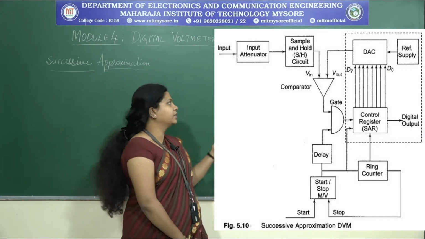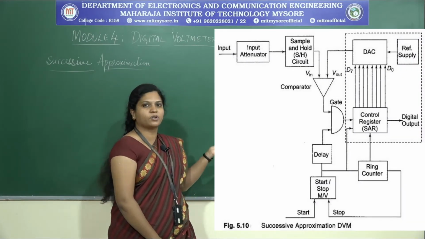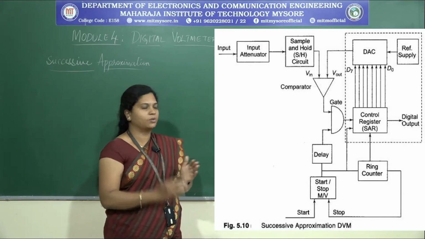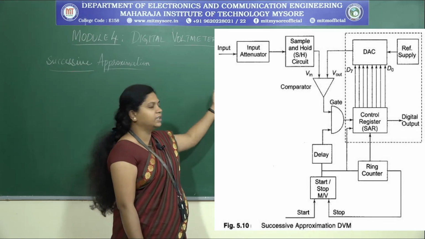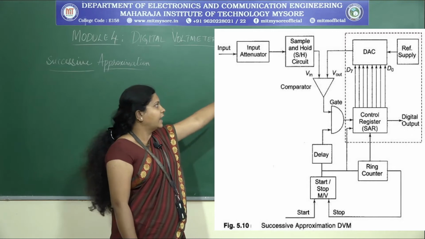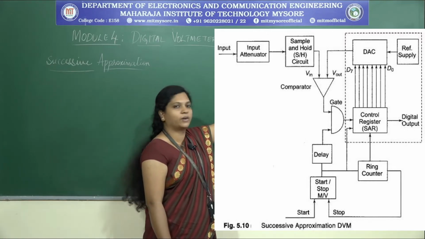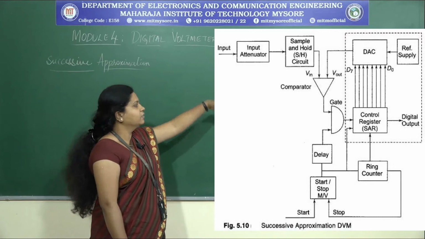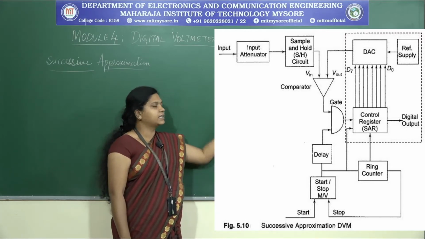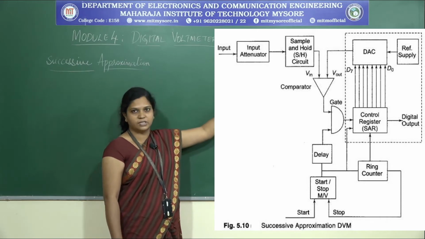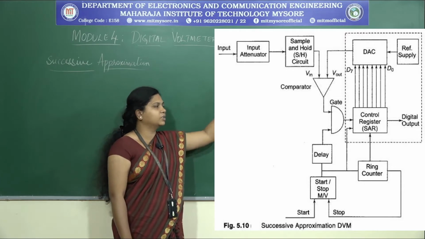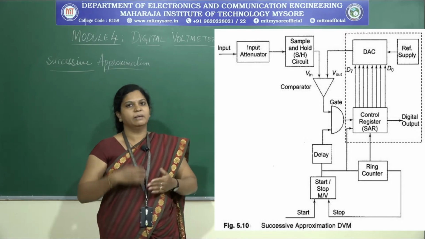So you can see the block diagram for successive approximation type DVM, which consists of an input comparator, a sample and hold circuit, and then whatever the input we are going to take, we are going to measure across the DAC, and using the reference voltage we are going to feed it to the DAC, and then from the counter, start and stop pulses are being generated. At the start of conversion the entire process takes place, that is a counter is being initiated, and depending on the DAC output voltage it will be measured.